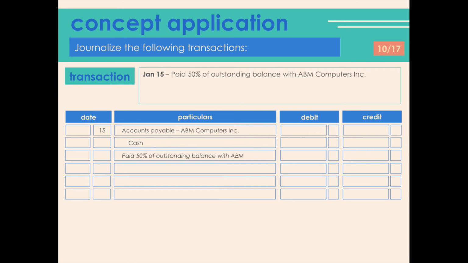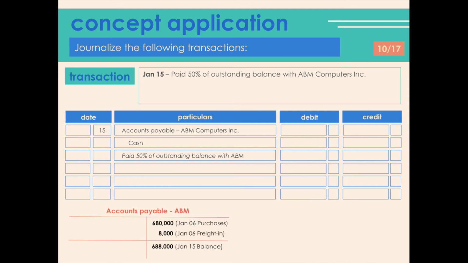January 15. Paid 50% of the outstanding balance with ABM Computers Inc. This is a settlement of outstanding payables, so we debit accounts payable, ABM Computers Inc., and credit cash. But how much? It says here 50% of the outstanding balance, so we need to compute for the total balance as of January 15 first.